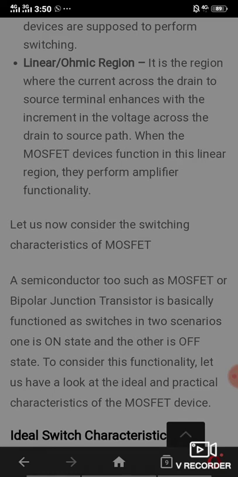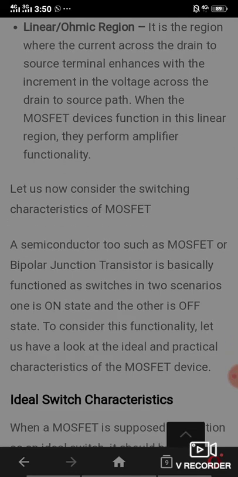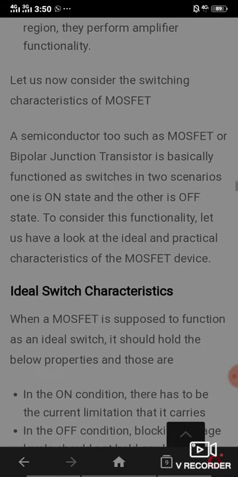The semiconductor switch, such as a MOSFET or bipolar junction transistor, basically functions as a switch in two scenarios. One is the on state and the other is the off state. Let us have a look at the ideal and practical characteristics of a MOSFET device.